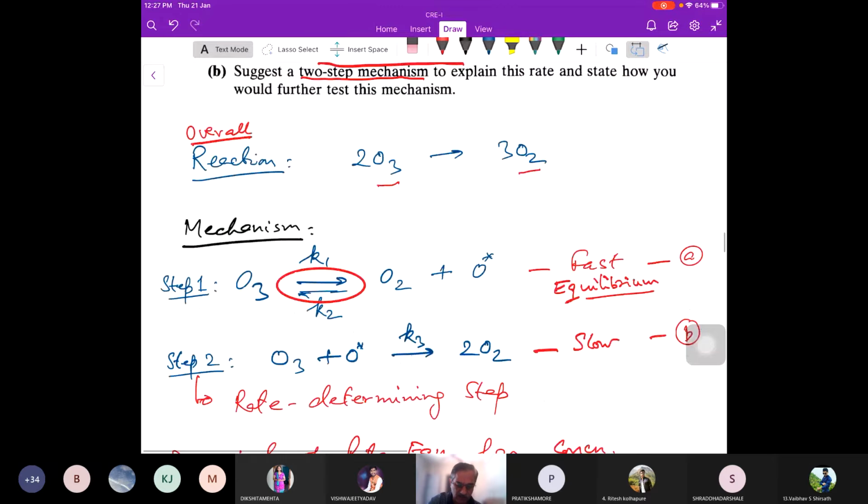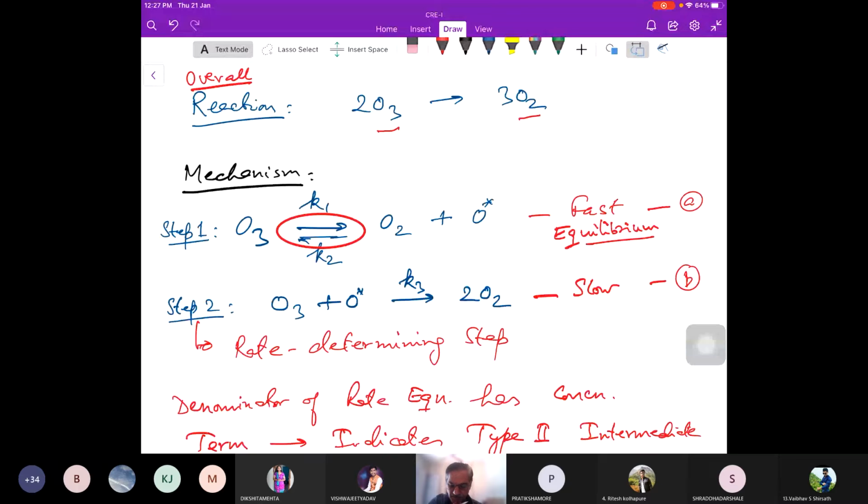Equilibrium में always it is a reversible reaction जो रहता है वो equilibrium होता है. And this is not reversible. This is one way, right? It is an irreversible reaction. So यहाँ पर इक्विलिब्रियम है, यहाँ पर इक्विलिब्रियम नहीं होगा, समझे ना? That's why we are taking step 1, उसका इक्विलिब्रियम का रेट इक्वेशन लिखेंगे, and then from there we find out what is the value of O star and substitute that in the overall rate equation.